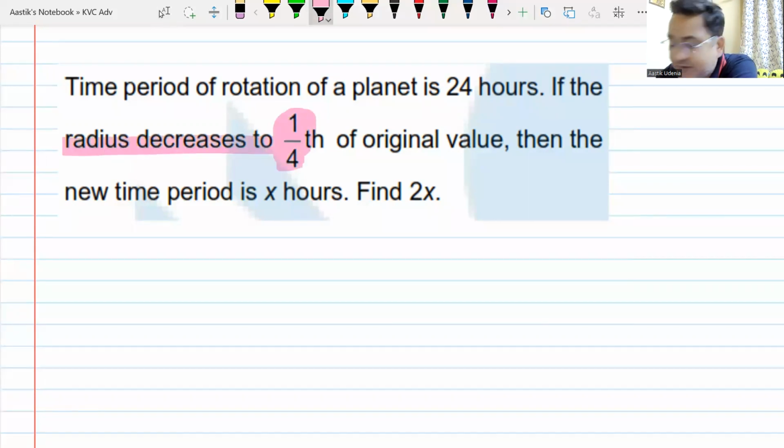So what changes if the radius changes? Radius, if it is changing, moment of inertia will decrease. How much will be the new moment of inertia if the original moment of inertia is I? What is the new moment of inertia? 2 by 5 mr square, sir. Because it is.